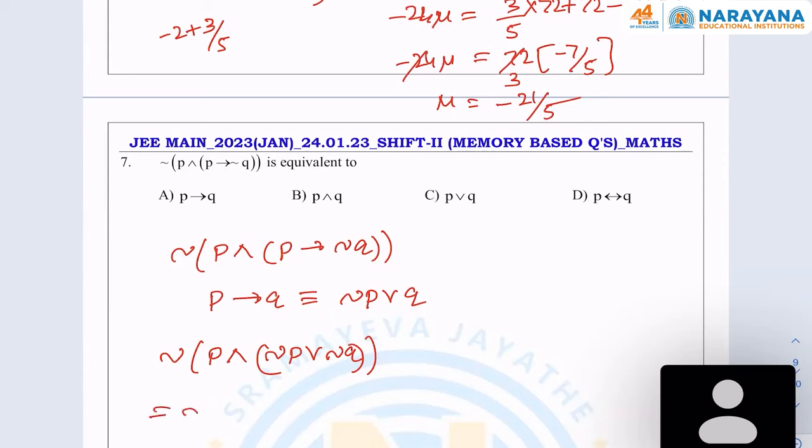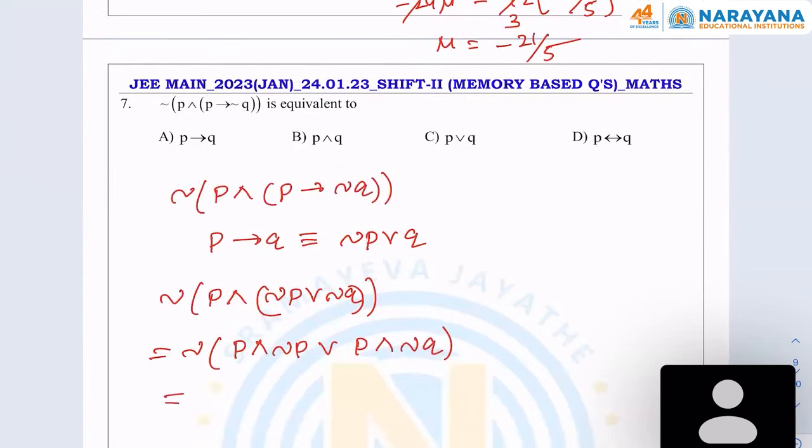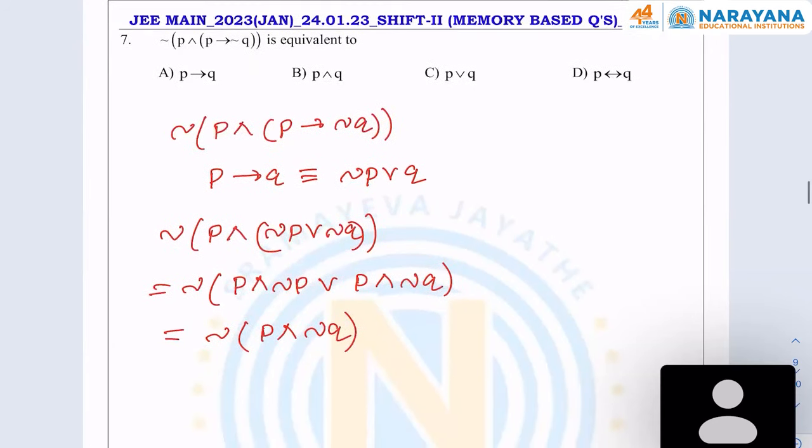So this is equal to negation of P and negation P or P and negation Q. So P and negation Q, you won't get anything. Negation of P and negation Q. So this is equal to negation P or Q. Negation P or Q means it's logically equivalent, as we already discussed, to P implies Q. So the logically equivalent of this is P implies Q.